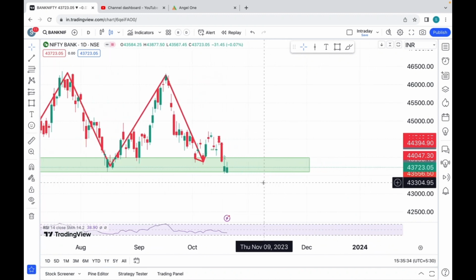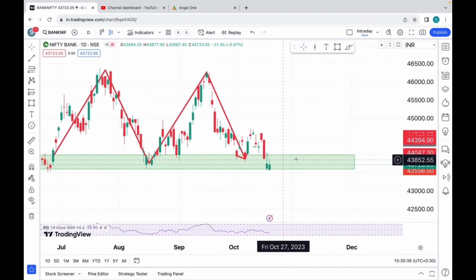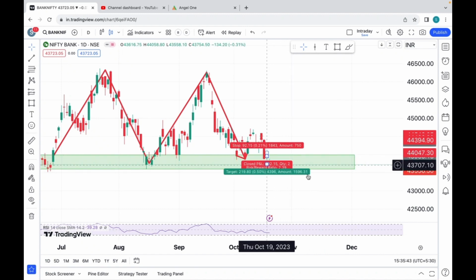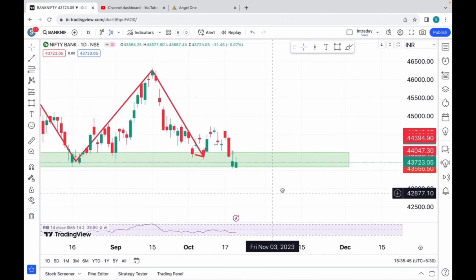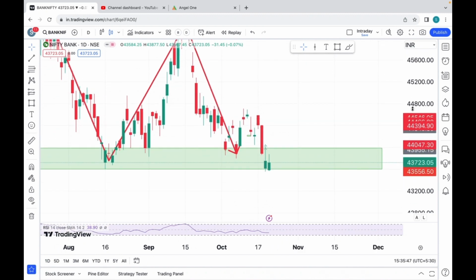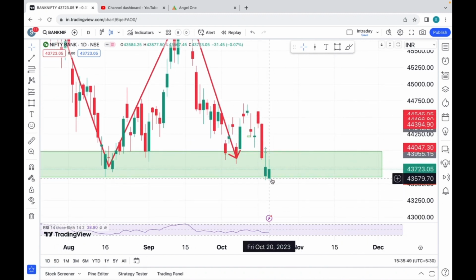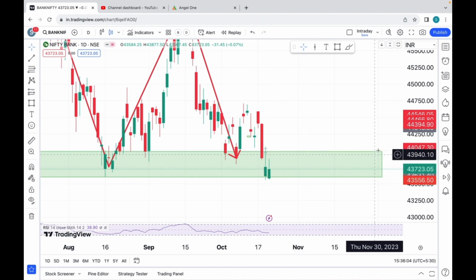The day before, we have seen prices have opened within the support area of this zone and closed within the same support area. Even today Bank Nifty, even though it has tried to open a little bit towards the downside, we cannot take any decision based on the opening, so we have to wait for the close, and today's close has also happened within the support area of this zone.